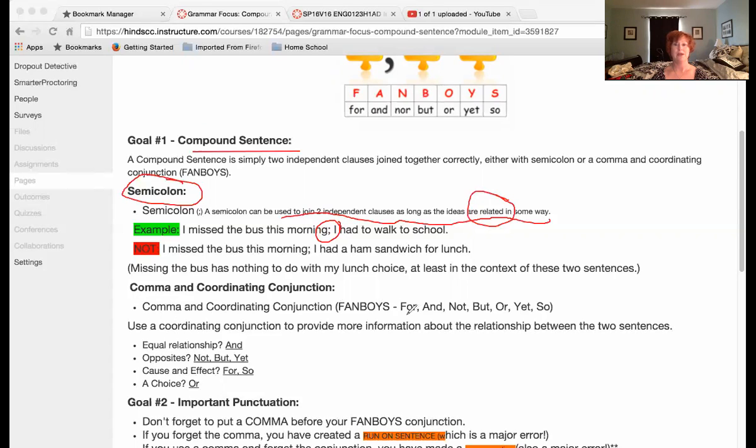Commas and coordinating conjunctions, however, use a coordinating conjunction to provide more information about the relationship between the two sentences. Are they equal? Use and. Are they opposites? Use nor, but, and yet. Does it show cause and effect? Use for and so. Or is there a choice? Use or. Okay, so let me clear my drawings and get out of this and scroll up a little bit.